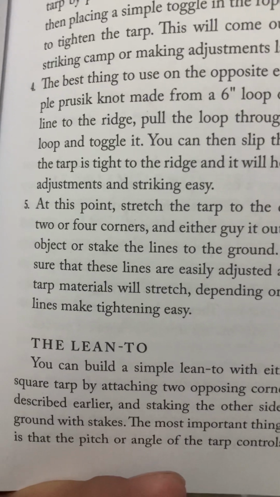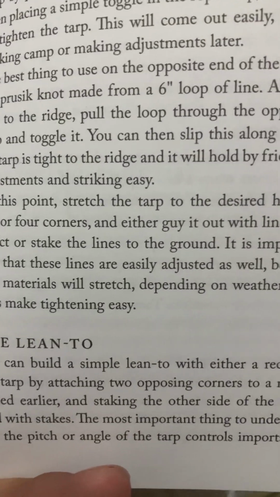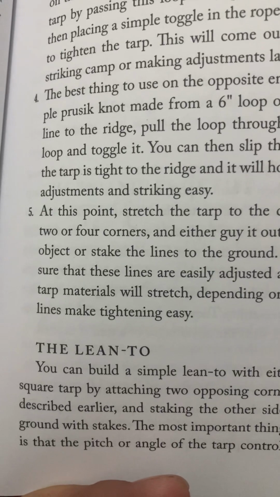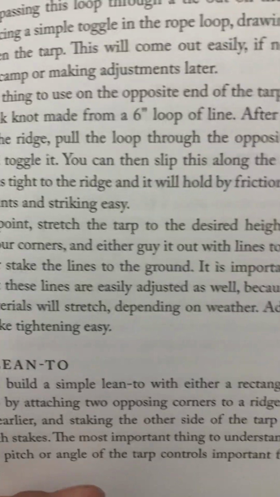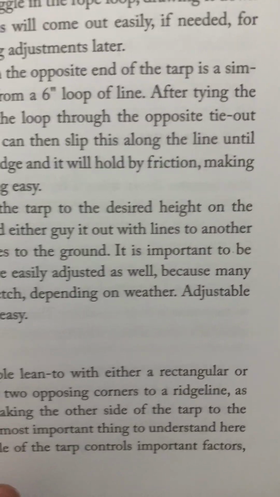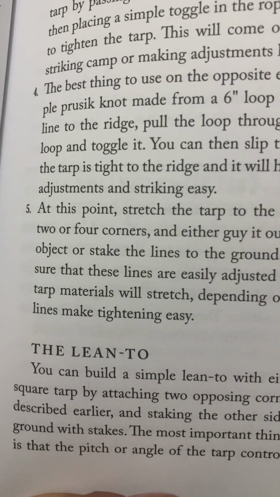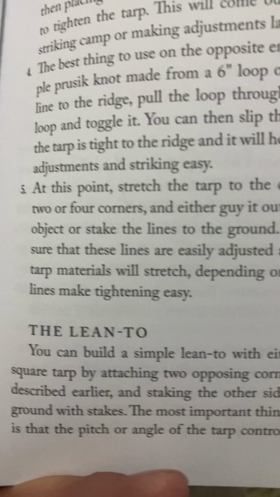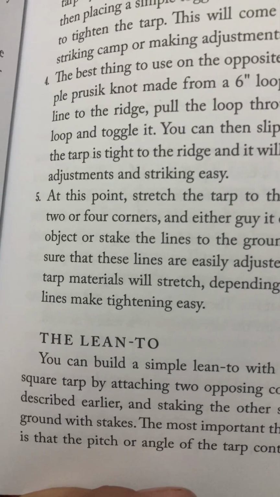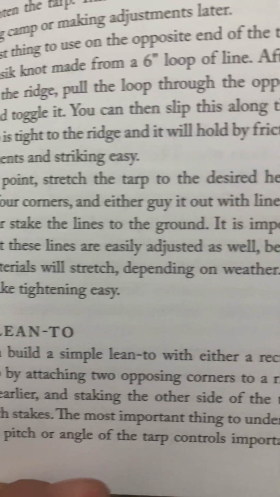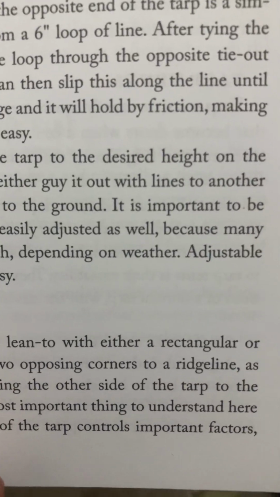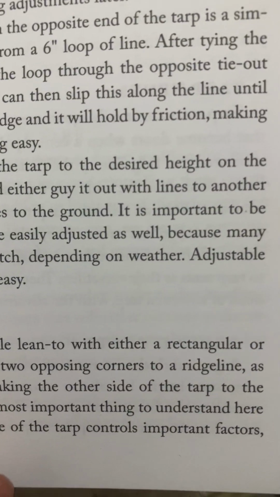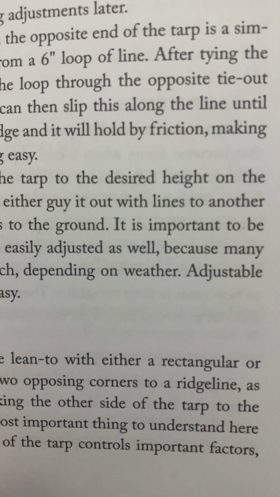The lean-to. You can build a simple lean-to with either a rectangular or square tarp by attaching 2 opposing corners to a ridge line, as described earlier, and staking the other side of the tarp to the ground with stakes. The most important thing to understand here is that the pitch or angle of the tarp controls important factors. End of page.